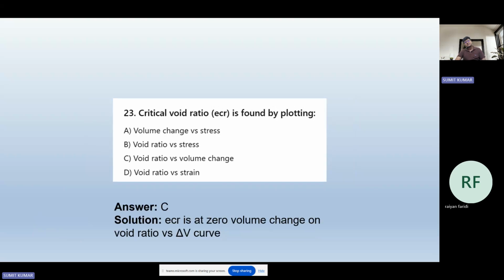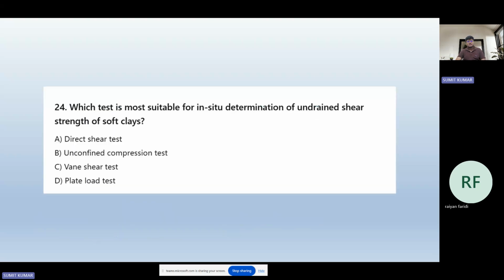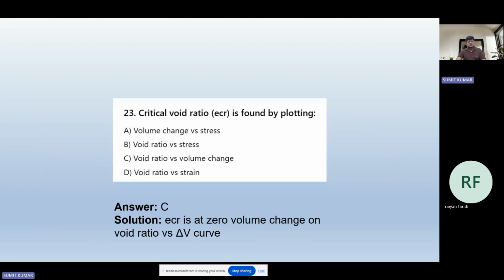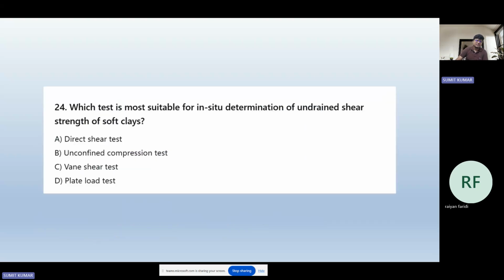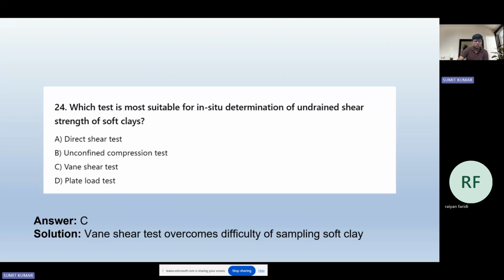Now the next question asks: the critical void ratio e_cr is found by plotting volume change versus stress, void ratio versus stress, or void ratio versus volume change. So option C is correct, void ratio versus volume change. Next question: which test is most suitable for in situ determination of undrained shear strength of soft clay? The direct shear test, unconfined compression test, vane shear test, or plate load test. The vane shear test is the in situ test. Mostly it is applied in the field only.